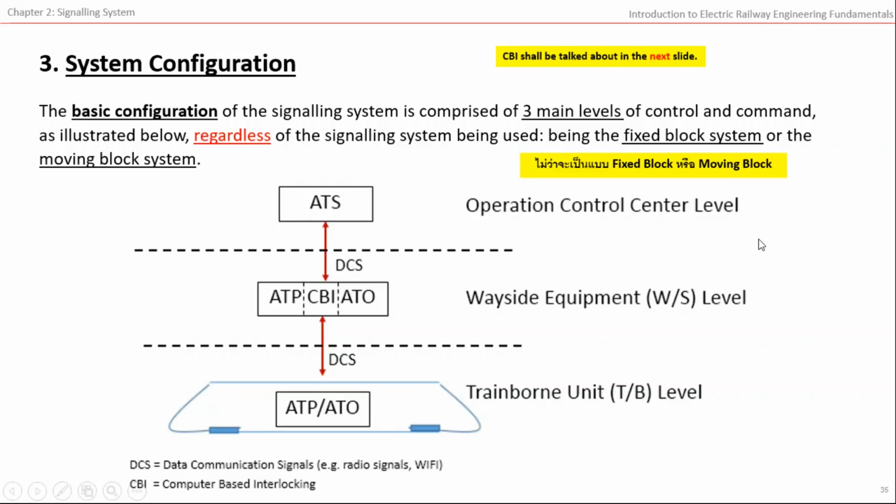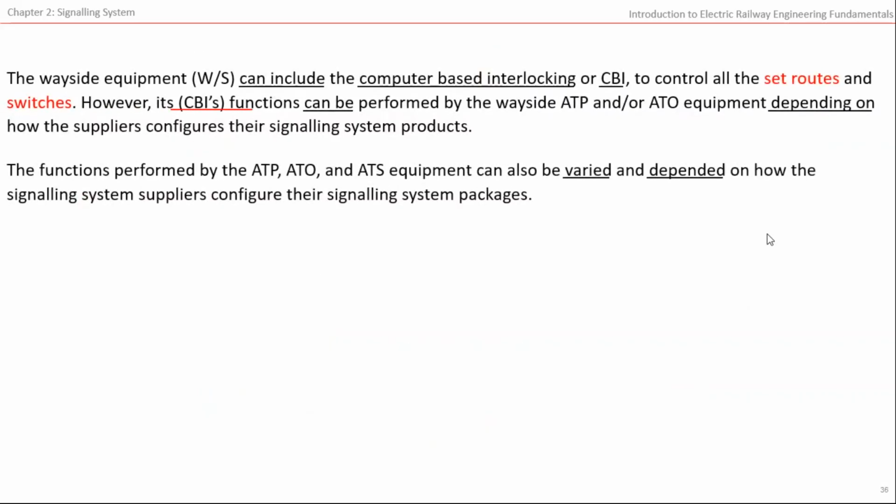So as I said, regardless of the signaling system that we use, fixed block or moving block, the basic configuration for signaling system would always have these three main levels. And this is just a note that the wayside equipment can include what we call computer-based interlocking or CBI to control all the routes and switches.